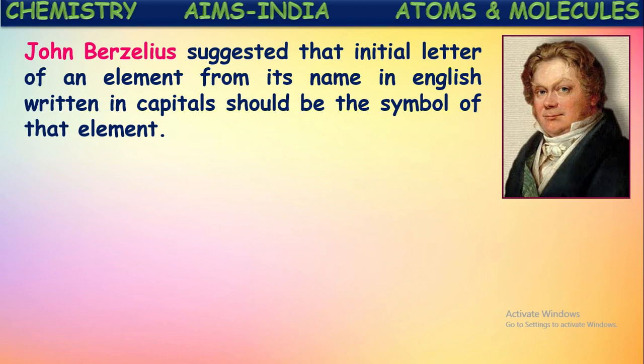Dalton gave some, and others also tried, but they were not continued. They were not accepted for a long time because they were somewhat confusing and difficult to remember. So the Berzelius method is very simple and convenient to remember and to write, even for newly discovered elements. The first suggestion given by him is that the first letter of the element's name written in English will be written in capital and taken as the symbol for that element.